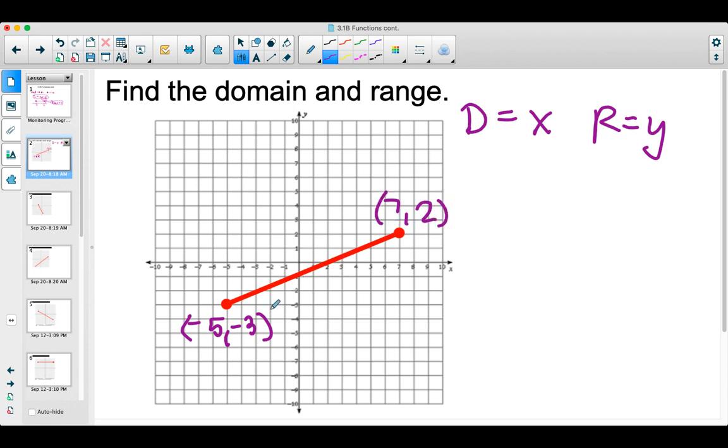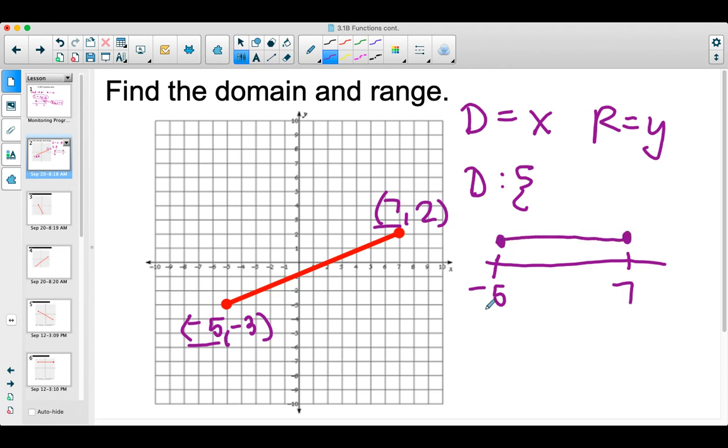And this technically is an and statement because I have a starting point and I have an ending point. So if we think about our domain, we know domain is your x's, and we are asked to find our domain. If you need to, what you can do is put this onto a number line. So if we look at our ordered pairs, the x of our ordered pair here is -5, and the x of the other ordered pair is 7. So I know I'm going from -5 to 7. And at -5, I have a closed circle. And at 7, I also have a closed circle, and it's connecting them.